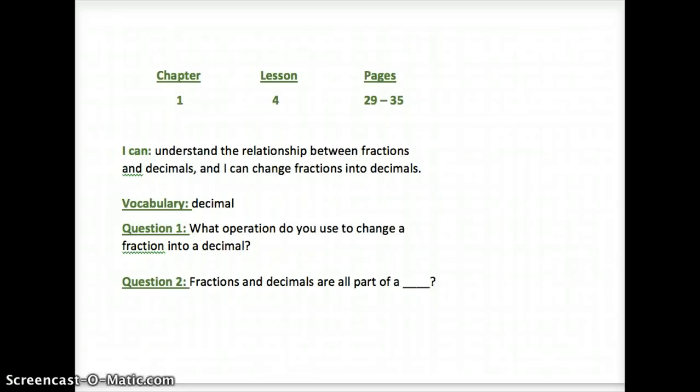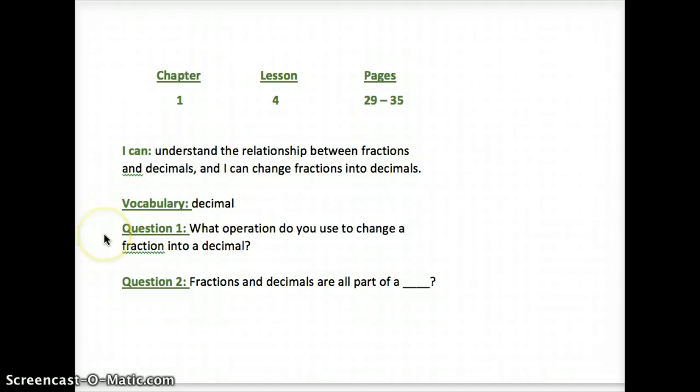Today we are learning about Chapter 1, Lesson 4, which can be found on pages 29 to 35 in your textbook. Our objective is I can understand the relationship between fractions and decimals, and I can change fractions into decimals. Our vocabulary for this lesson is decimal.